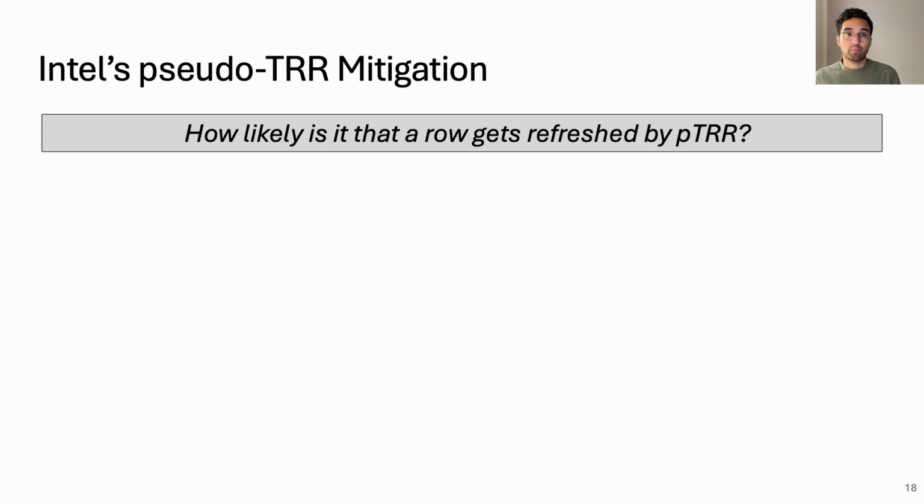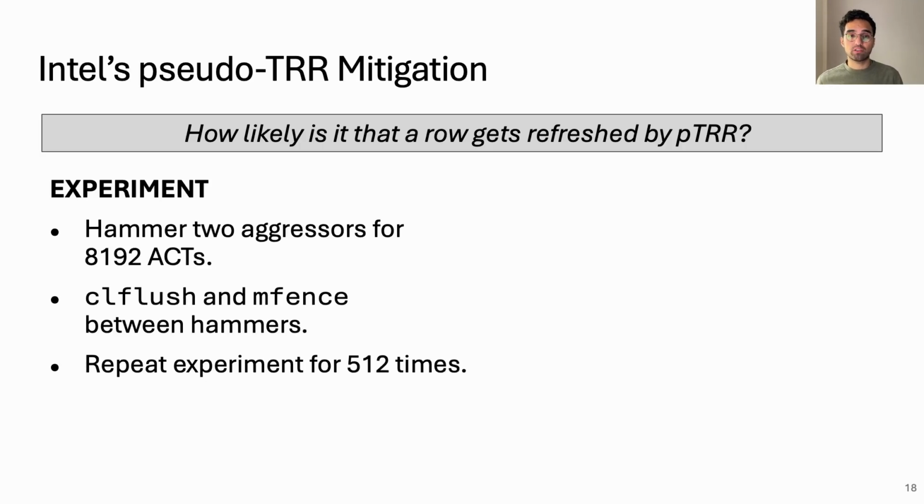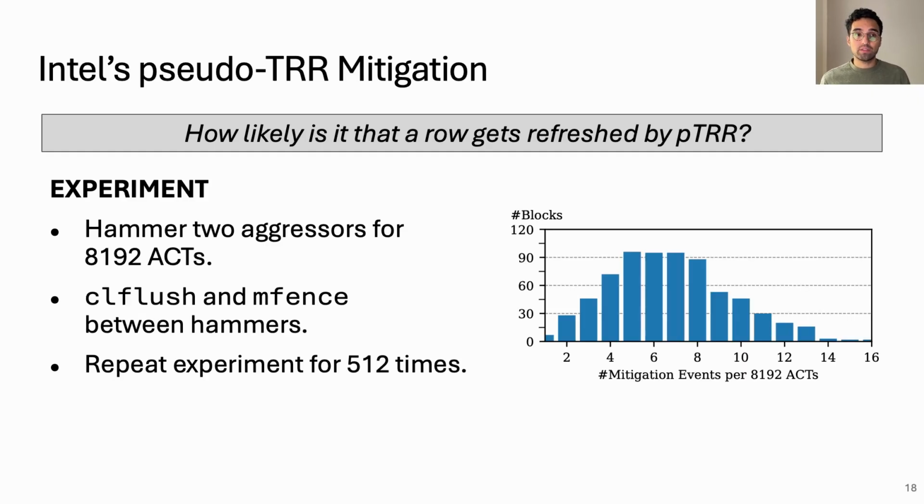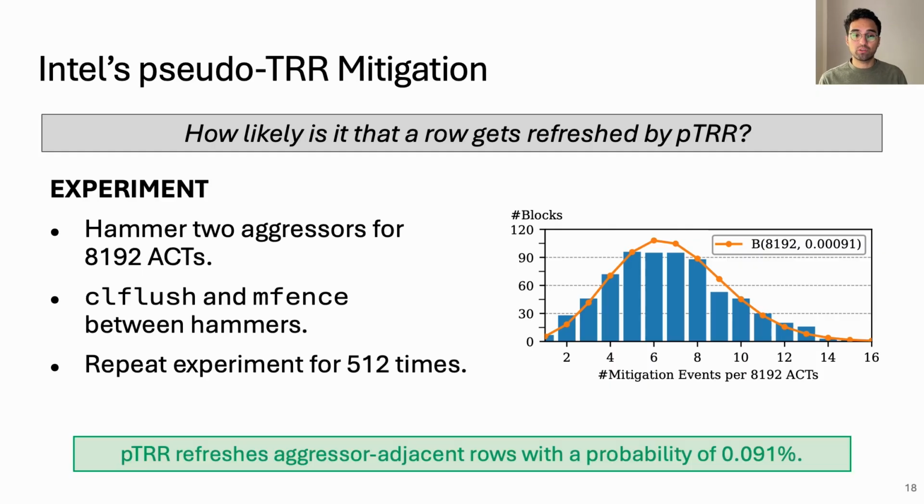So we ran another experiment to investigate how likely it is that a row gets refreshed by pTRR. We hammer 2 aggressor rows for 8K activations with CLFLUSH and MFENCE between hammers, and we repeat this experiment 512 times. And here you can see how many pTRRs we can see in a window of such a block of 8K activations. And we can fit this to a binomial distribution, showing that aggressor adjacent rows are refreshed with a probability of 0.091%.